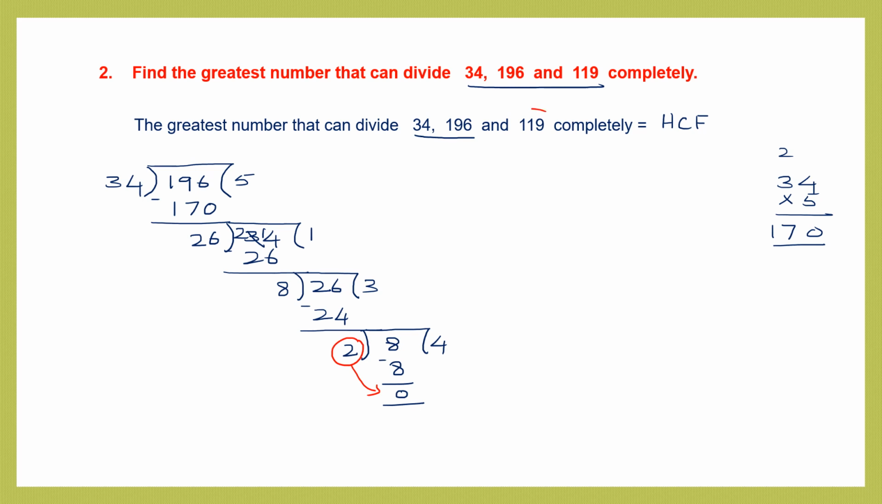So the next number is 119. Let's divide 119 by 2. So we have 119 as the dividend inside and we have 2 as the divisor. So first let's divide this.